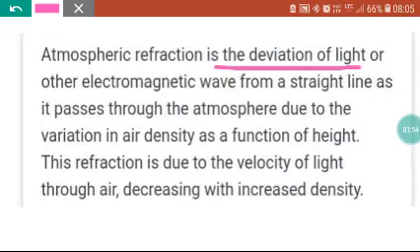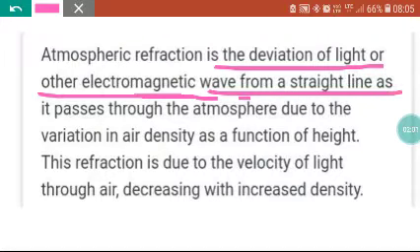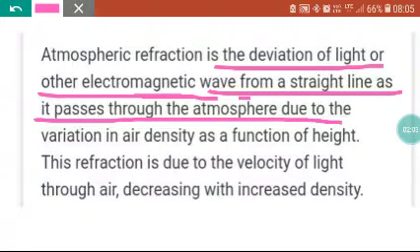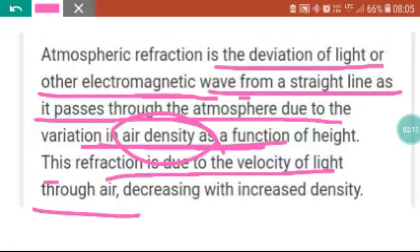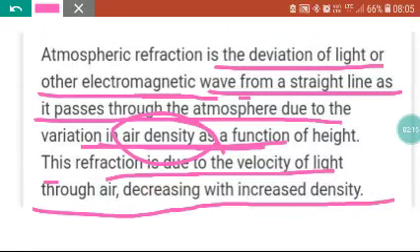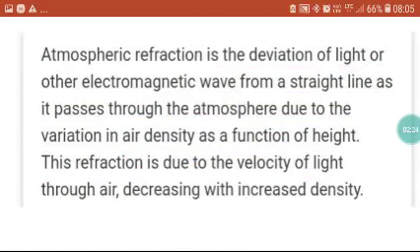It is a deviation of light or other electromagnetic waves, means light is also a form of electromagnetic waves, from a straight line as it passes through the atmosphere due to the variation in air density. This is an important point, air density. And that refraction is due to the velocity of light through air decreasing with increased density. Obviously when the density increases, the speed of light will decrease. We have read all these things in the previous chapters.